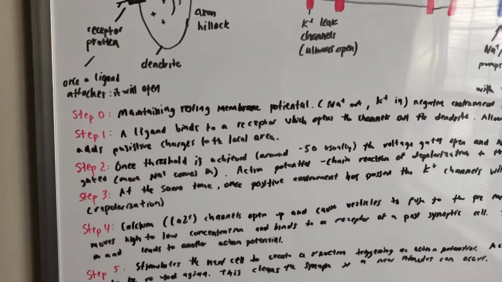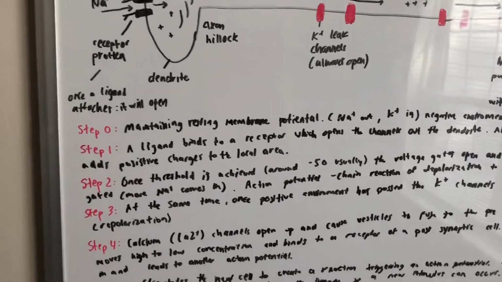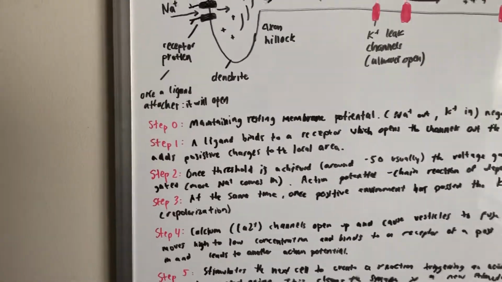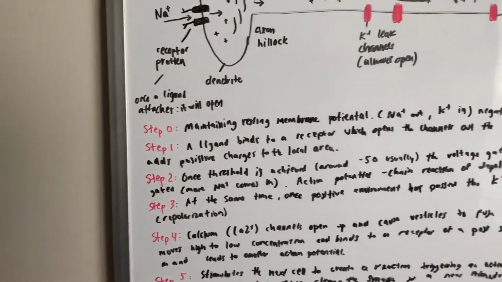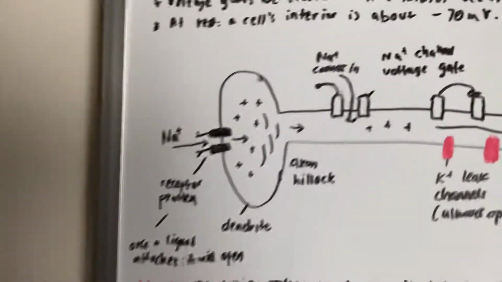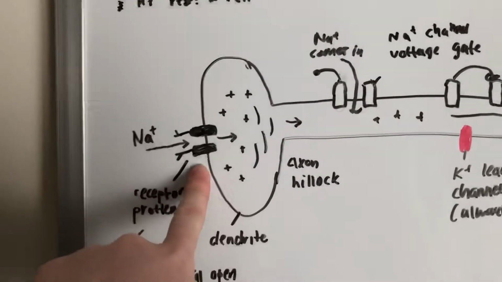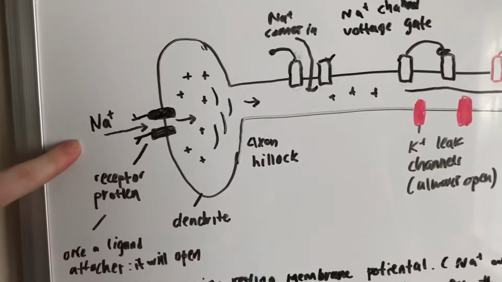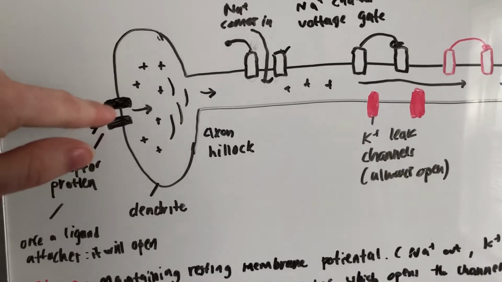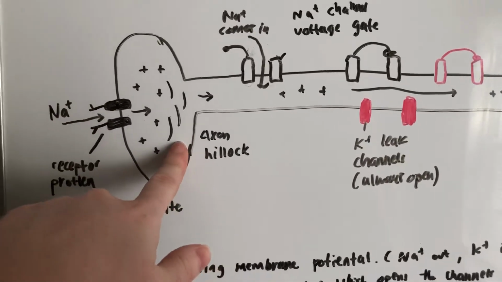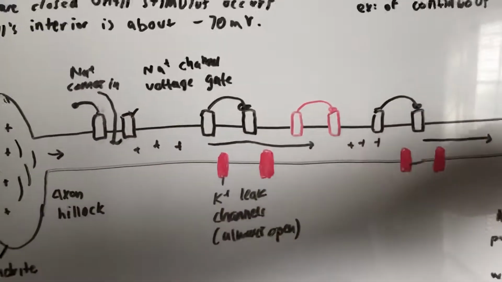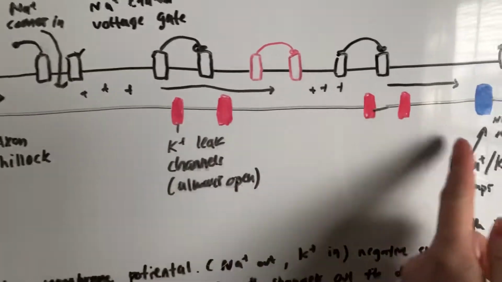Step 1 is when a ligand binds to a receptor, which opens the channels in the dendrite. This allows sodium to flow inside of the cell down its concentration gradient, which adds positive charges to the local area. So that's the receptor. Sodium then flows into the dendrite, creating a more positive area. These ripples mean that the stimulus is stronger. It's going to go down the cell, passing each channel.